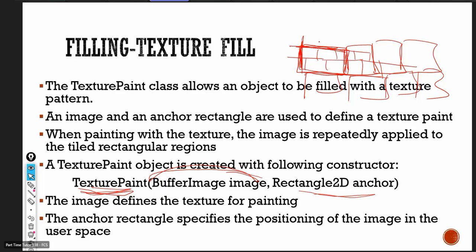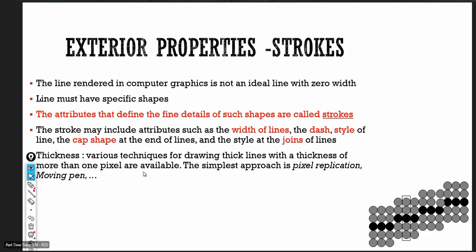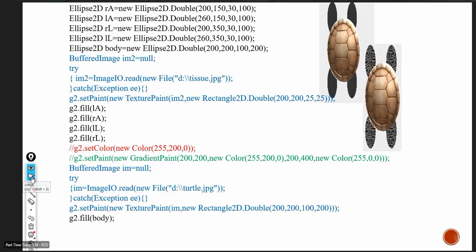So to define a rectangle, you have to give this point, the upper left corner, and you have to give the width and the height. Once we have defined the texture paint by giving the image and the rectangle, we can apply this texture paint. So here we have an example.